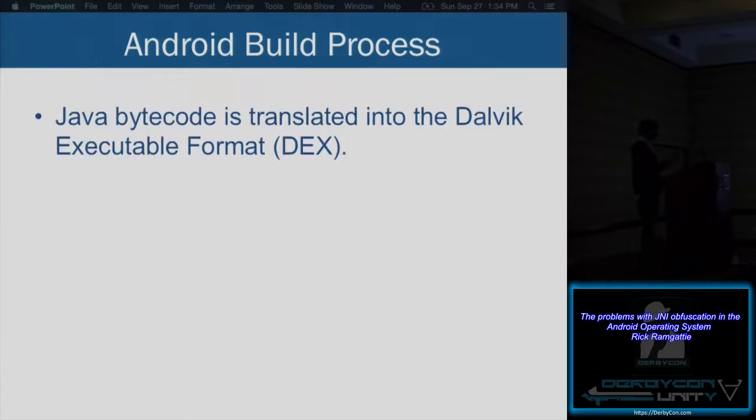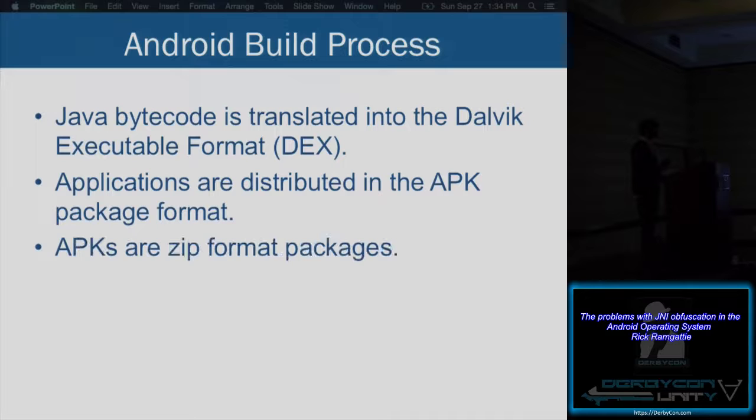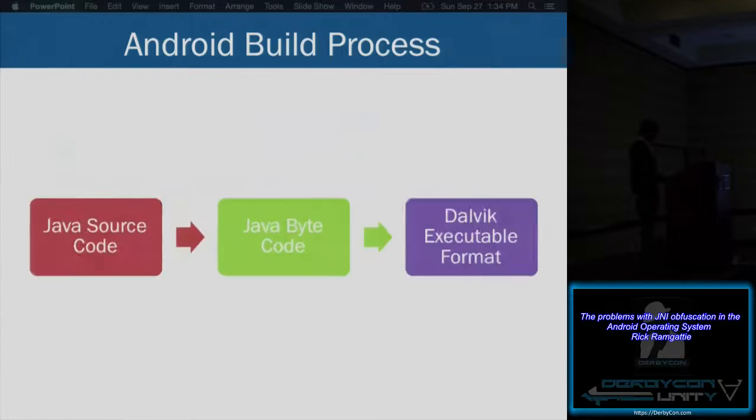I want to talk a little bit about the Android build process, so you understand what I'll be going through today in order to reverse the application. First you have a Java application, then it's converted to Java bytecode, and then Java bytecode is translated into DEX format, which is the Dalvik executable format. Applications are distributed in APKs, and APKs are just zip format packages. I have this little graph that shows the build process, and it's just 3 simple steps. Your Java source code is converted to Java bytecode, and then it's translated into the Dalvik executable format.